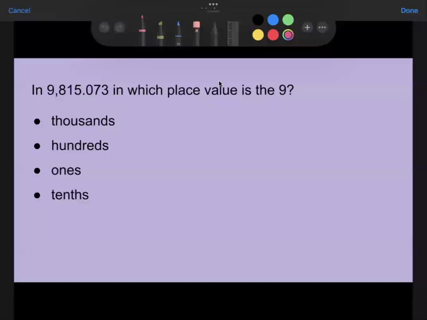Okay, here's our next example. In the number 9,815.073, which place value is the 9 in? Okay, so again, we're going to make our mini place value chart, but this time we're going to need some more spaces. So we're going to get to talk about some more place values.